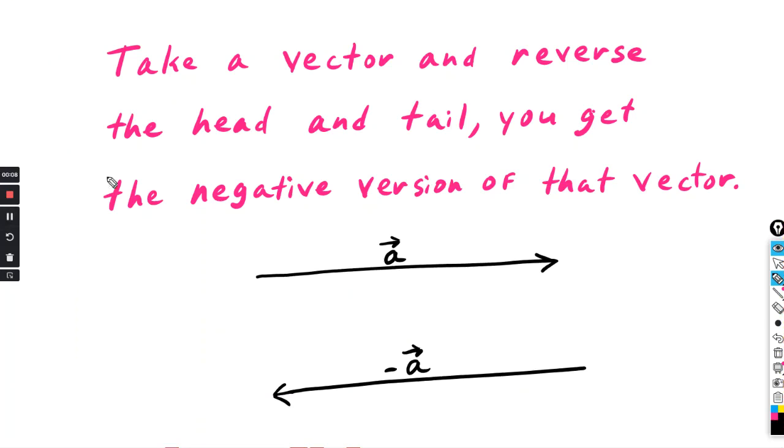So just some notes. If you take a vector and reverse the head and the tail, you get the negative version of that vector. So let's say you start with a vector A. You can see it's pointing to the right. The negative of vector A would be the same exact vector, except you take the arrowhead and put it on the other end. So it's the same magnitude and it's the exact opposite direction.